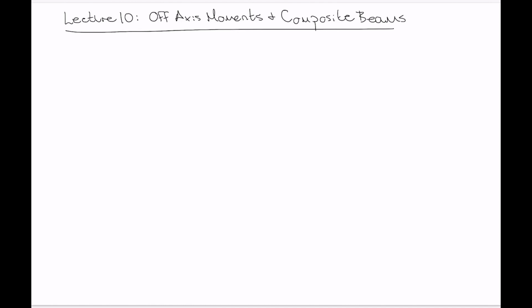So in Lecture 10, we're going to cover a couple of smaller bending topics, off-axis moments and composite beams. And they're just, I'd say, minor or small because they're just building on what we learned in last lecture about bending stress. So let's deal with off-axis moments first.